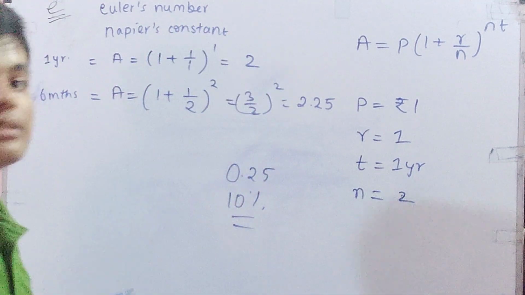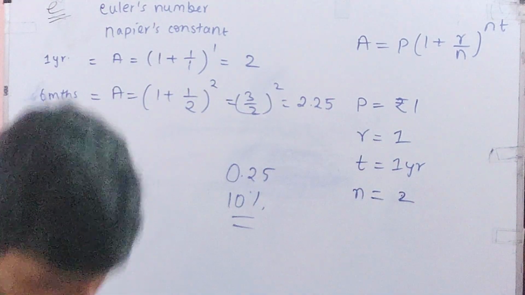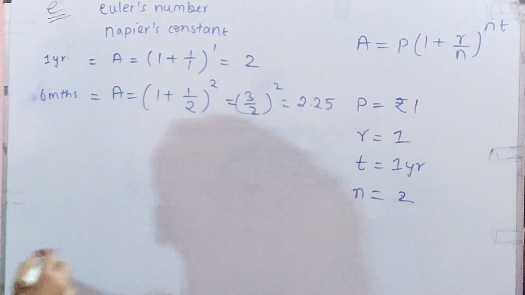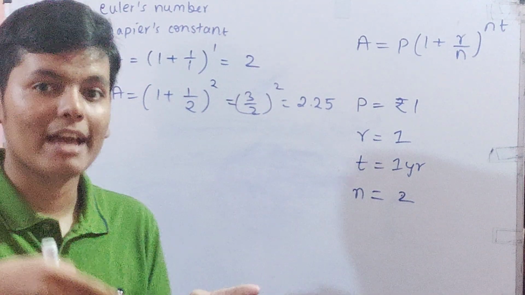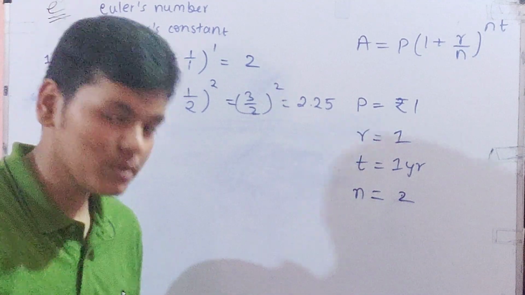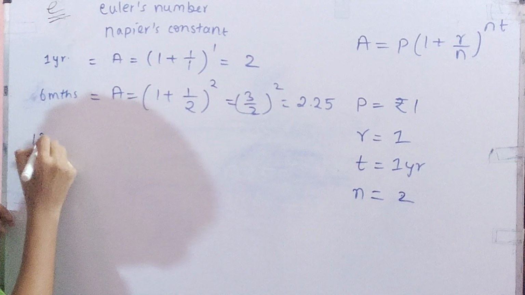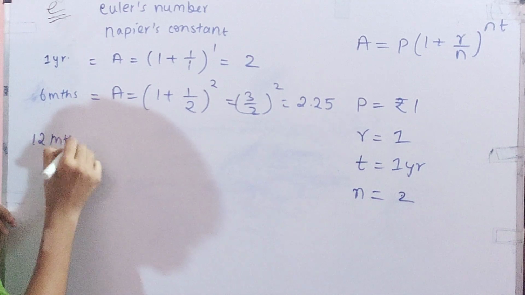10% more than this value. That is a very good growth. Now suppose instead of doing it every 6 months, let us suppose they compound it every month. The bank compounds your deposit every month, then this will become 12 months.